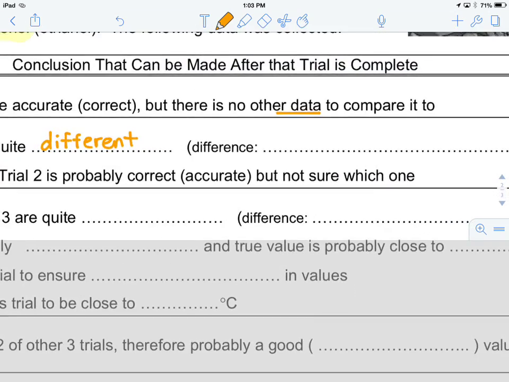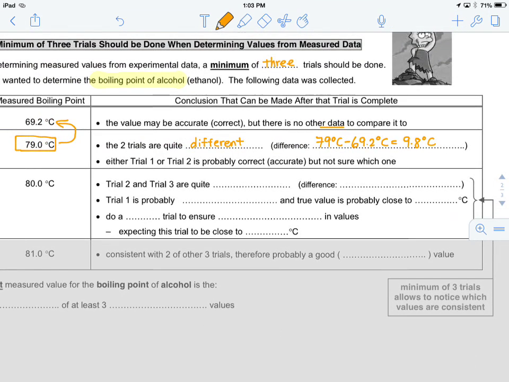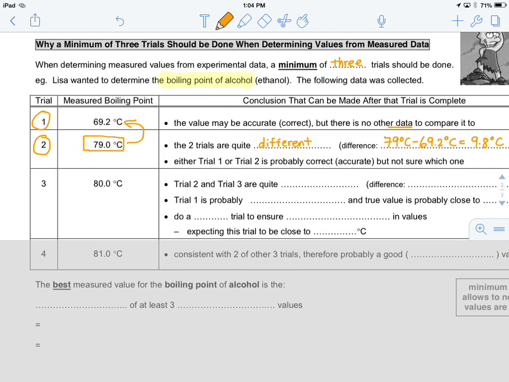And specifically what that difference is, well, we had 79 degrees, and the first one was 69.2 degrees, which gives us a difference of 9.8 degrees Celsius, which is quite significant when we're talking about 70, 80 degrees. A difference of almost 10 degrees between two trials is very significant. So probably either trial 1 or trial 2 is correct, but we're not sure which one.